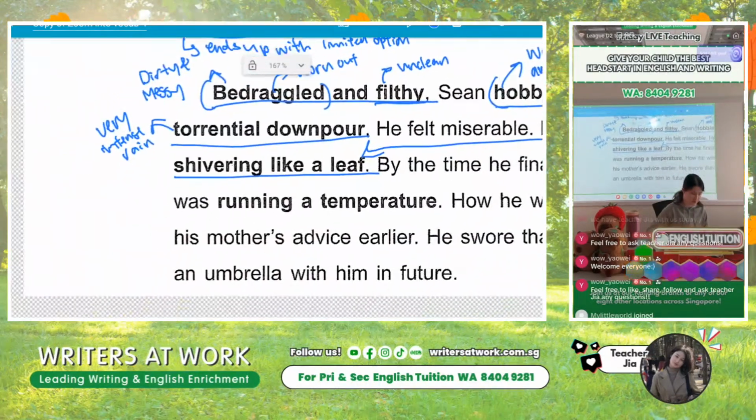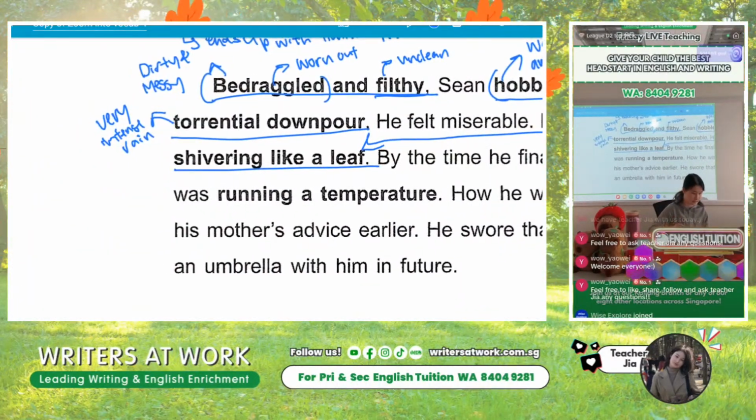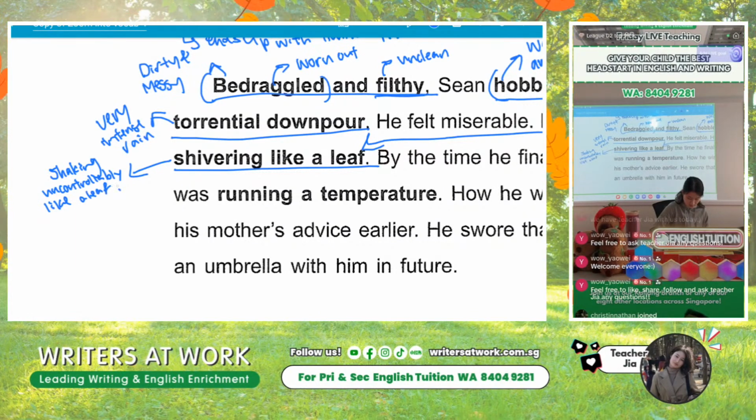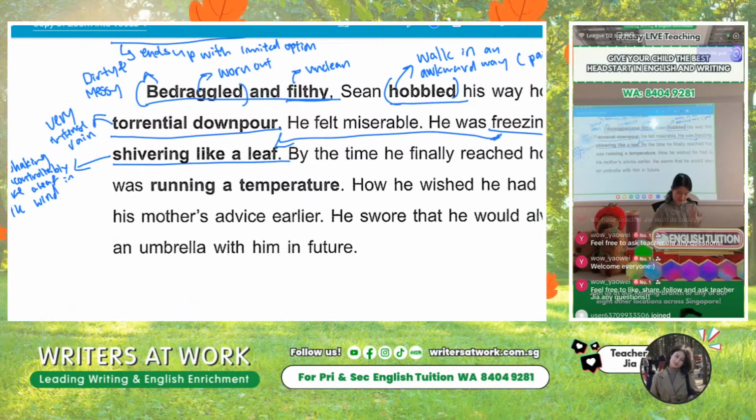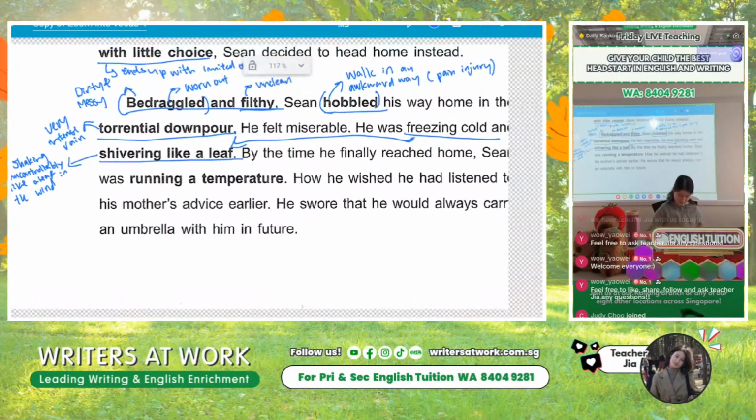Okay, shivering like a leaf, you're essentially saying that he is shaking uncontrollably like a leaf in the wind. You can imagine that because of how fragile the leaves are, when there's strong wind, strong gusts of wind, the leaf is going to shake, and that's exactly how it is like for Sean. He's feeling very fragile, he's feeling discomfort, he's feeling very cold, he's shivering like a leaf.